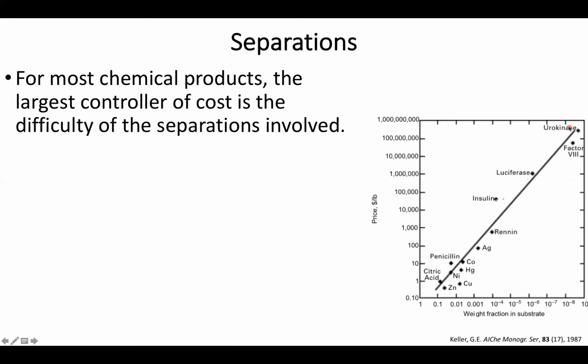So simply put, the more difficult it is to isolate the chemical we care about, the more it's going to cost. Some are going to cost a little bit more, like insulin, because of things like the high demand. Some things a little bit less, like copper, because there's some nice tricks you can pull to remove copper.